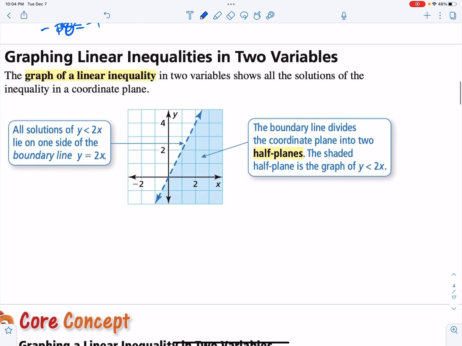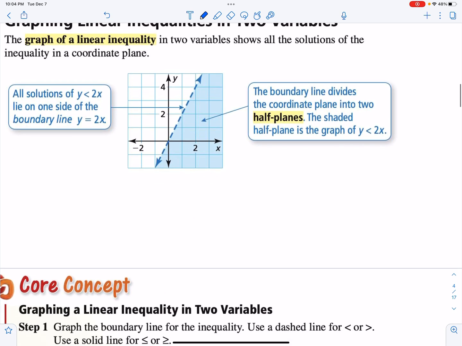So graphing a linear inequality in two variables. Again, it's the same thing as graphing a line, except when we have an equal sign, we always have a solid line. When we have a less than sign, we have to make our line dotted. If we have a greater than sign, we're going to have a dotted line. However, if it's less than or equal to, it's solid, and if it's greater than or equal to, it's also solid.